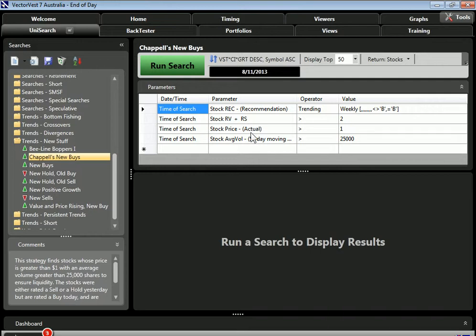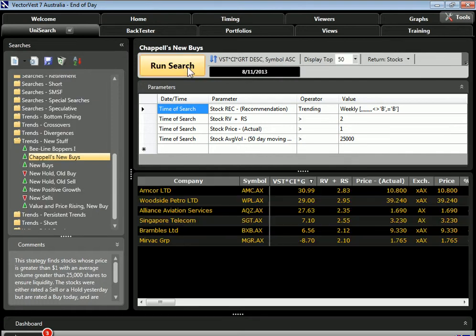Our next line of criteria is that the stock price has to be greater than 1, and that the average volume has to be greater than 25,000 to give it some general liquidity. If we run the search on today's date, we'll find all the stocks that are just becoming buys compared to last Friday that also meet the other criteria, and we'll sort them by the Chappell's Champs sort, VST times CI times growth rate. And so this is where the new strategy gets its name.